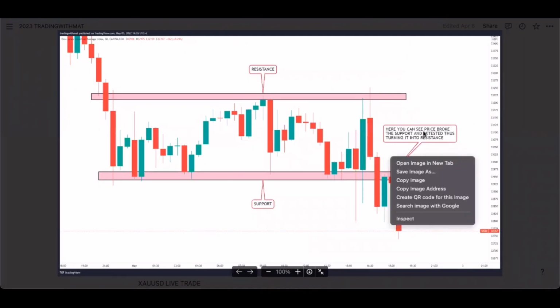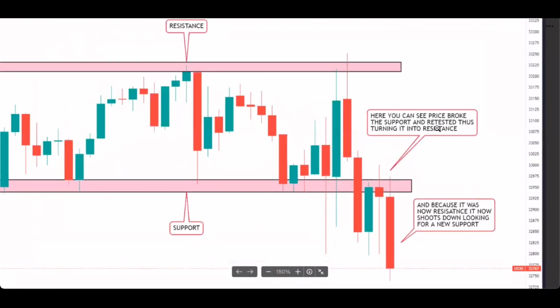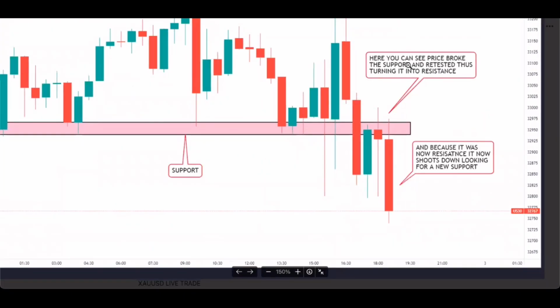All right. Here you can see that price broke the support area impulsively. And then we retested, thus turning it into resistance. We retested over here. All right.